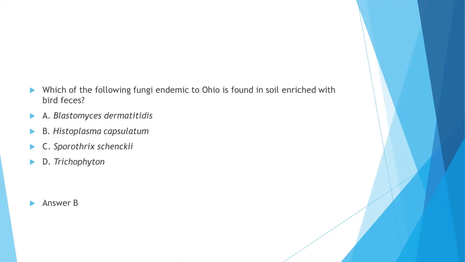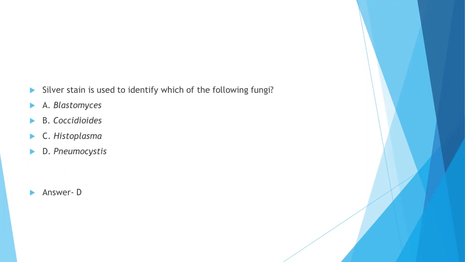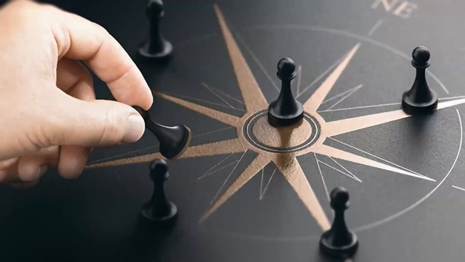Now, which of the following fungi endemic to Ohio is found in soil enriched with bird feces? As we all know, Histoplasma capsulatum. Silver stain is used to identify which of the following fungi? Pneumocystis.